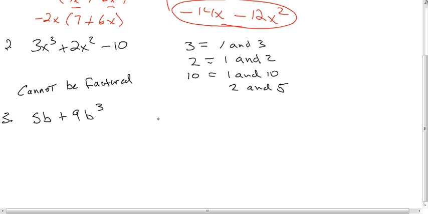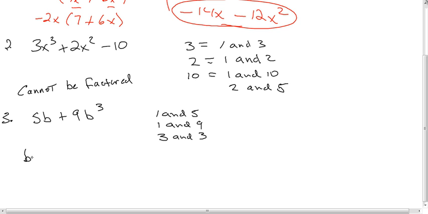We look at 5, and the only thing we have is 1 and 5. We look at 9, and we have 1 and 9, and 3 and 3. So we see we only have one that's factorable. But wait a minute, there's a b and a b cubed. So with our variables, we can go in and pull out the smallest of our variables, since both 5 and 9 contain the variable b.